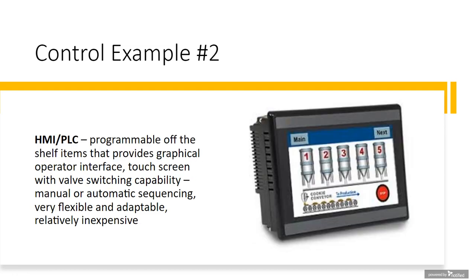The next device is what we call HMI PLC. HMI stands for Human Machine Interface and PLC for Programmable Logic Controller. So this is like two devices in one. The photo of the example here is a color touchscreen HMI PLC. And it has a lot of flexibility to it because it can be programmed to turn on and off valves based on any kind of a sequence that's programmed into it.